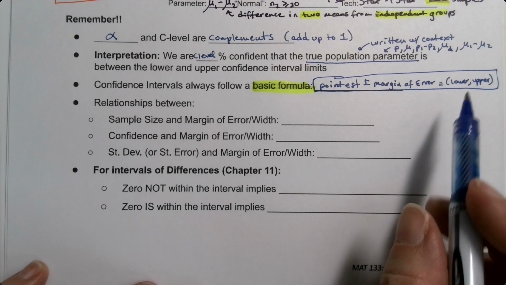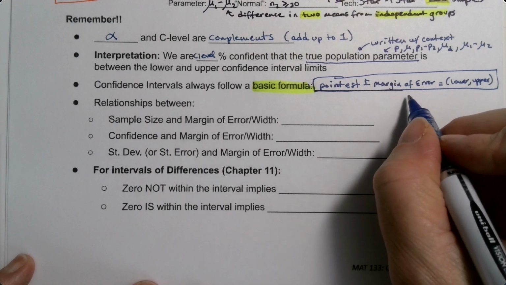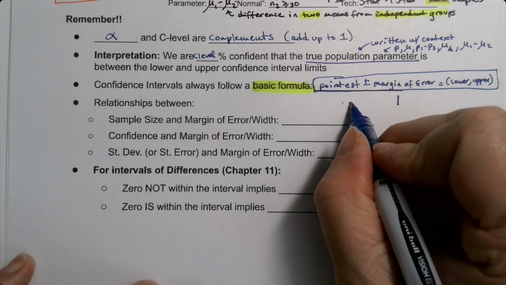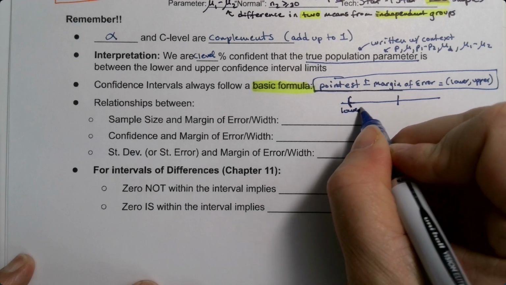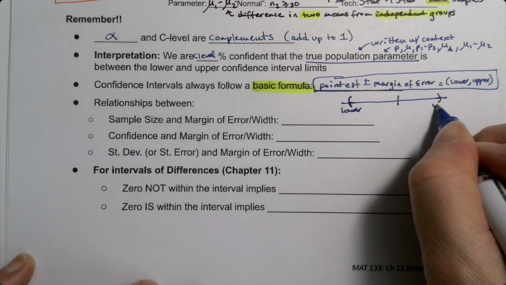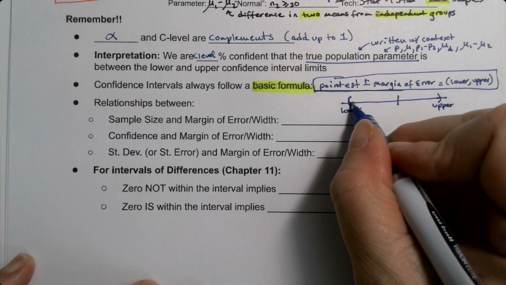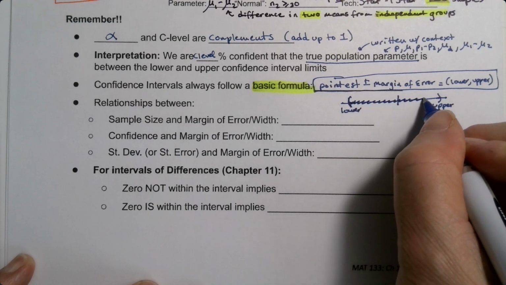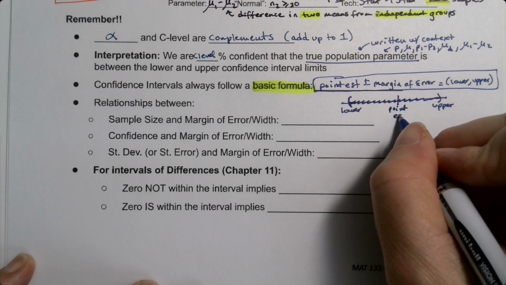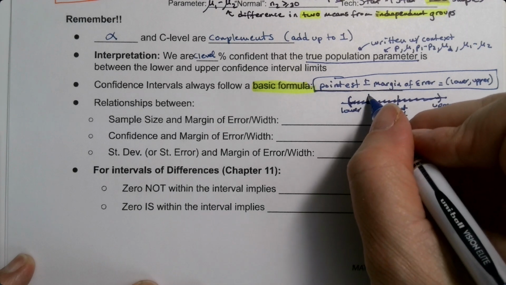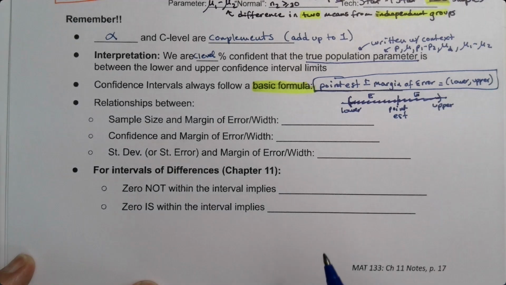So if we think of the picture here, you have your lower number over here, you have your upper number over here. The confidence interval is the whole zone between the two. This is the point estimate in the middle, and these two sides are your errors.